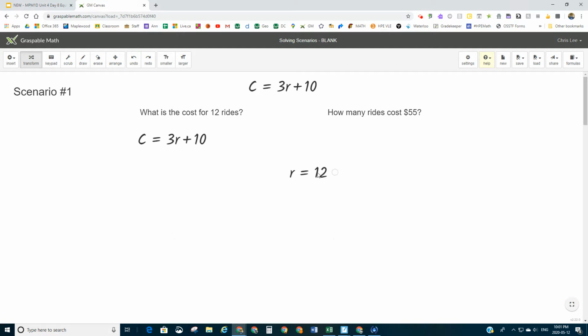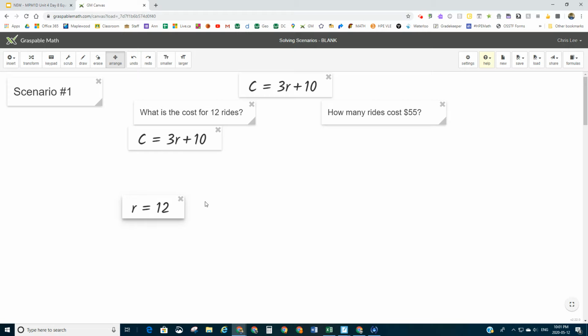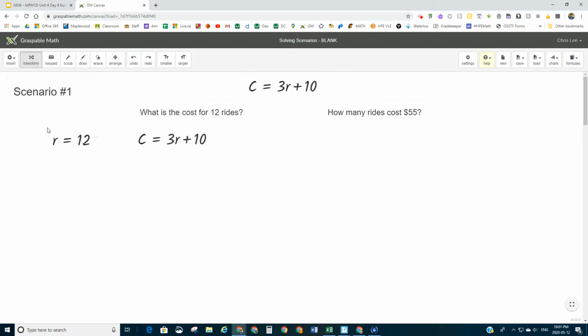Now, it's kind of in the way right there, so I'm going to drag it over here. To drag it, you're just going to move to the left of the expression, and then you'll be able to drag it over here. If you're having trouble dragging things, you can go to the Arrange button up at the top, and then you'll see these are more like text boxes that are easier to move. Okay, but I'm going to get out of the Arrange because we need to be in the Transform view. You can see just to the left, you'll be able to rearrange. All right, so I've got that r is 12 because in this particular question, we have 12 rides.